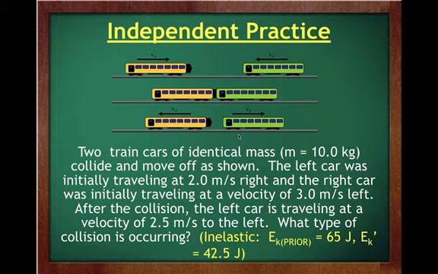After the collision, the left car is traveling at a velocity of 2.5 meters per second to the left. What type of collision is occurring? Once again, to figure that out, we need to compare kinetic energies before and after the collision. The before is not a problem. It's the after part that's tricky because we do not have the velocity of one of the vehicles. So that's where the law of conservation of momentum comes into play.